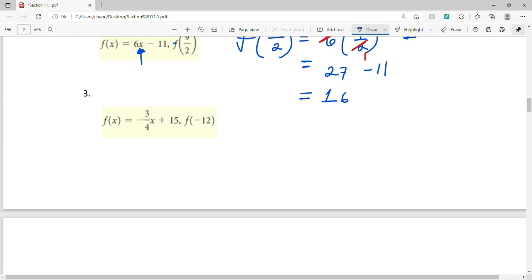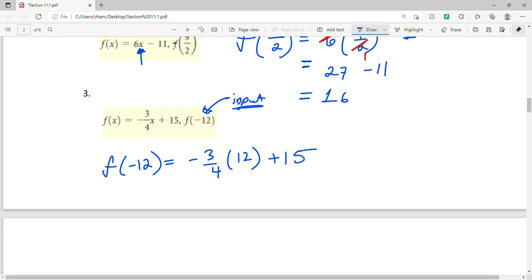Let's look at example 3. F of x equals negative 3/4 x plus 15. Let's find f of negative 12. Again, that negative 12 is the input. That's what we're plugging into the function and getting an output. F of negative 12 equals negative 3/4 times 12 plus 15.